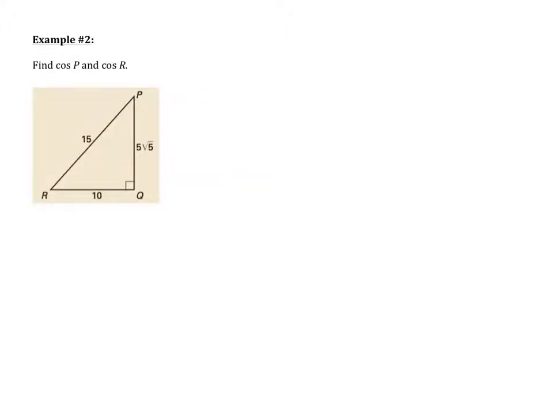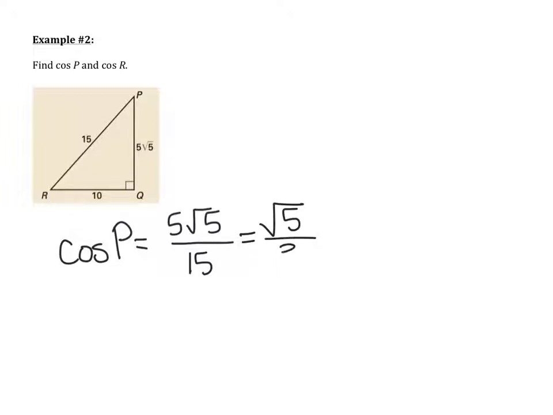Now let's move into example number 2. Find the cosine of P and the cosine of R. Again, do not read that as cos P, cos R. It's cosine of P, cosine of R. We're given all three sides. For cosine of P, we're going to start here at P. Cosine is adjacent over hypotenuse. So I'm going to take the adjacent side, the side that's touching it, 5 square root of 5, over the hypotenuse, which is 15. To reduce that, I would reduce the 5 and the 15, which would be 1/3. So it ends up giving me square root of 5 on top, 3 on the bottom.